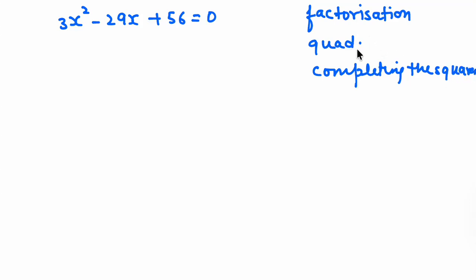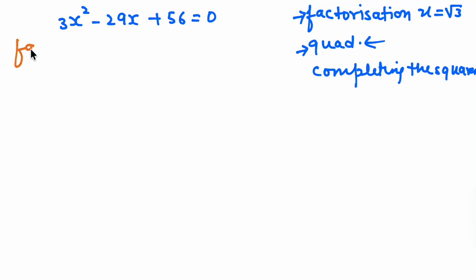The quadratic formula is applicable every time. Factorization is tricky when you have square root questions, for example when the roots are x is equal to root 3 or some irrational number. In that case, factorization is tricky, and the quadratic formula is applicable and convenient every single time. This question I'll solve by two methods, factorization and quadratic formula. So let's start.